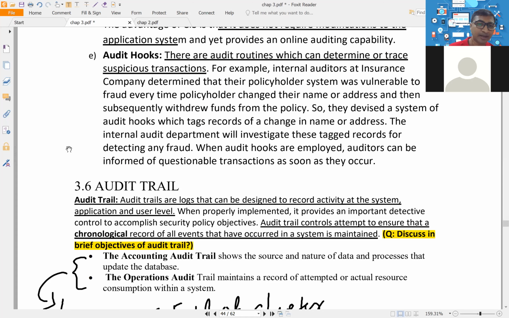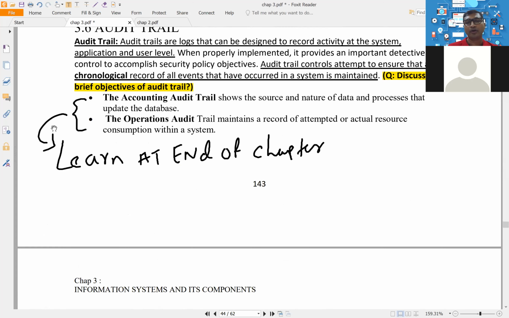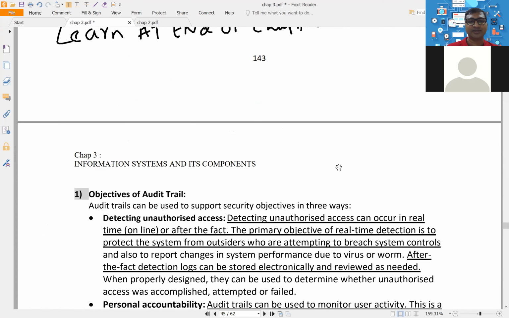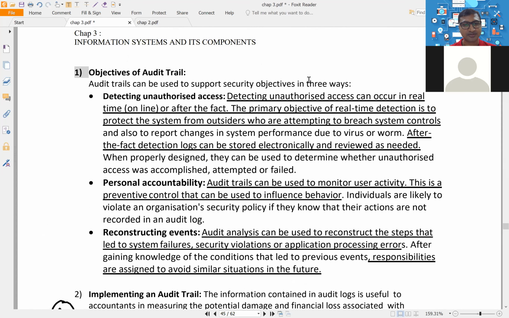Okay. Now, the next thing we have done was audit trail. Audit trail is nothing but a log file. Again, there are two types of audit trail, but this topic we have done in application audit trails, the last topic, if you remember. I also told you to learn it at the end of the chapter. Basically, audit trail will help you to detect unauthorized access. It will help you to find out what is going wrong by the users, which is called personal accountability. And the most important, it will help you to find the reasons of failure. When the system failed, what were the reasons for that failure, and based on that we will make sure that such an event should not occur in the future.